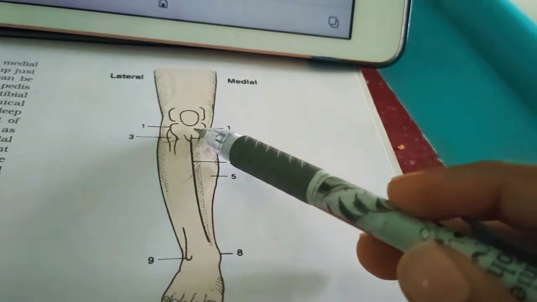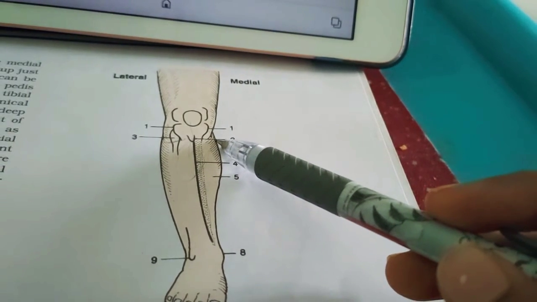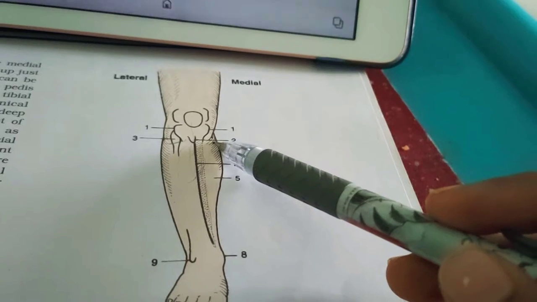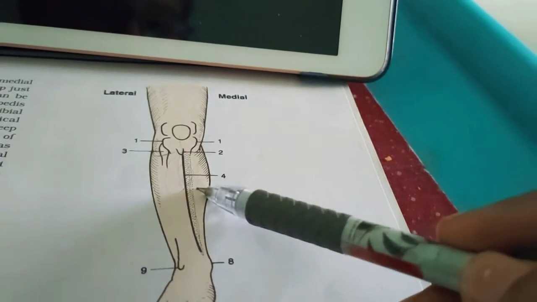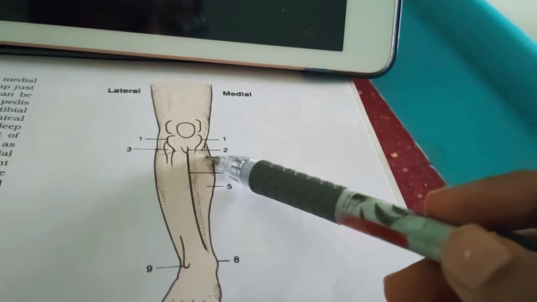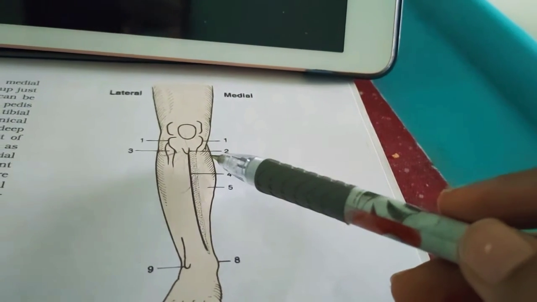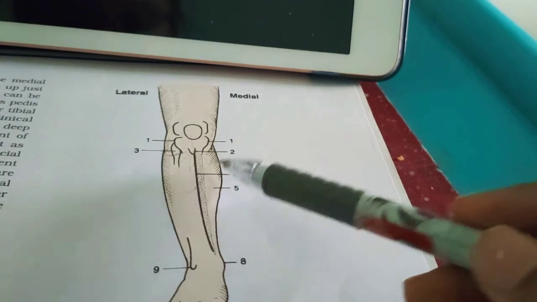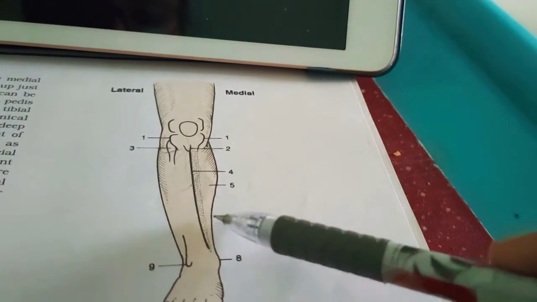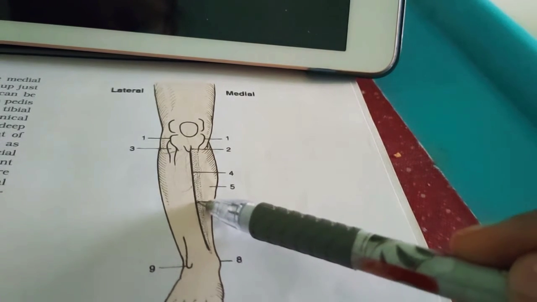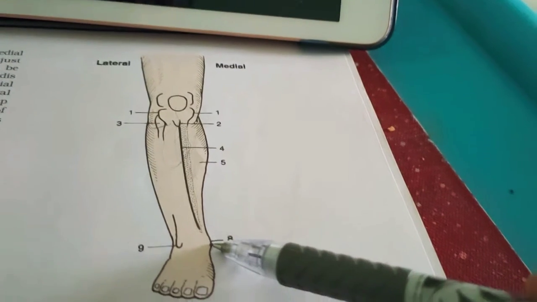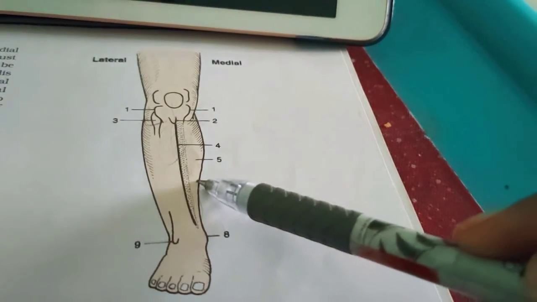So actually the medial side of the tibia is subcutaneous, and the upper part is also subcutaneous, but it is not felt because of the muscles like sartorius, gracilis, semitendinosus. And then in the lower part, the great saphenous vein crosses the lower one third of the surface, running obliquely upwards and backwards from the anterior border of the medial malleolus. So from here, the great saphenous vein runs like this.